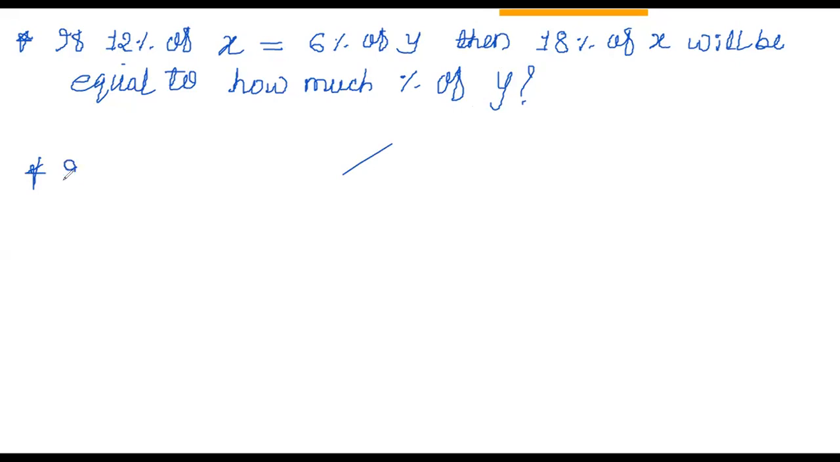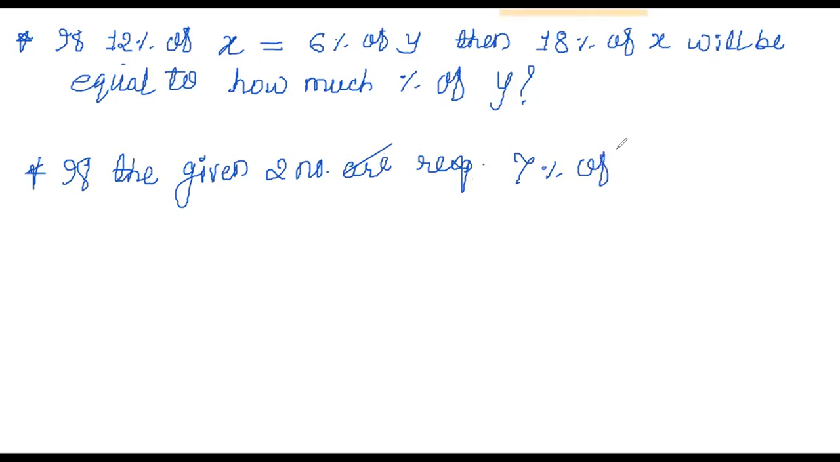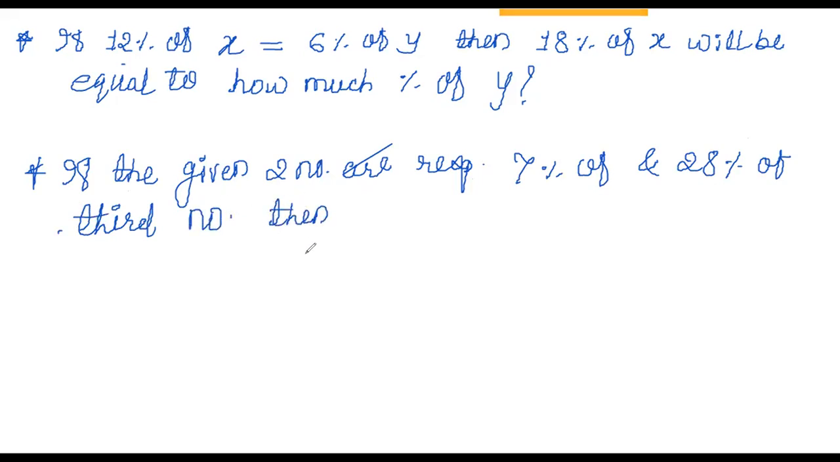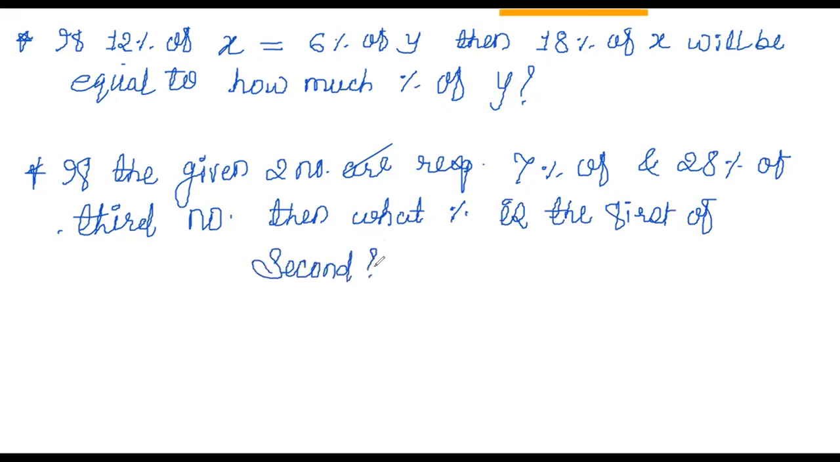If the given two numbers are respectively 7% of the third number and 28% of the third number, then what percent is the first of the second? Okay.